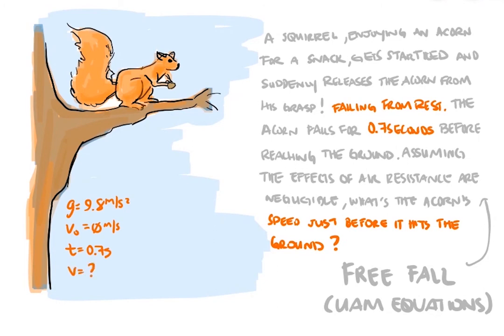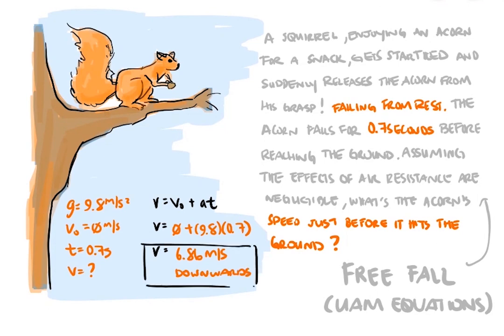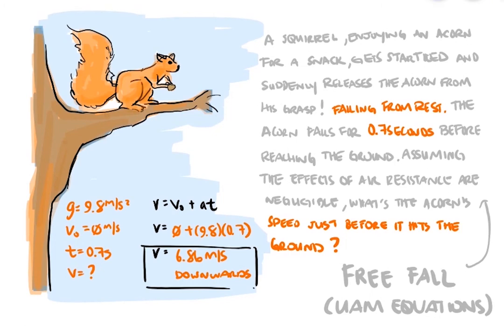Now we can pick an equation that has this set of 4 unique variables. Final velocity equals initial velocity plus acceleration times time. Substituting in our values, we find that the final velocity is 6.86 meters per second in the downward direction. So it's not really that different from the problems in our previous lesson. The only difference here is that these are free-falling objects with the specific value for acceleration.